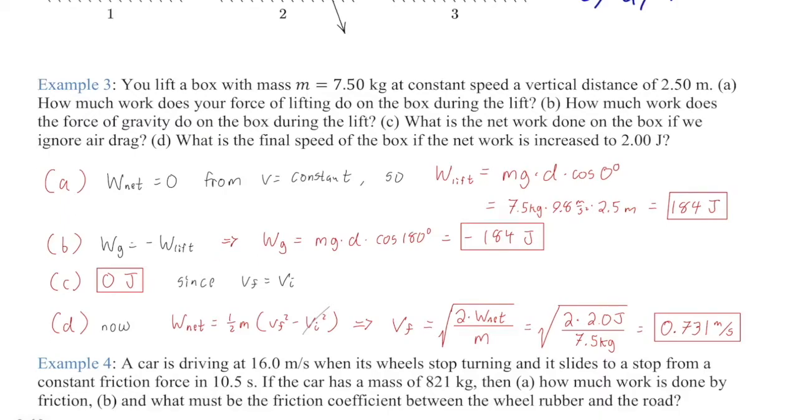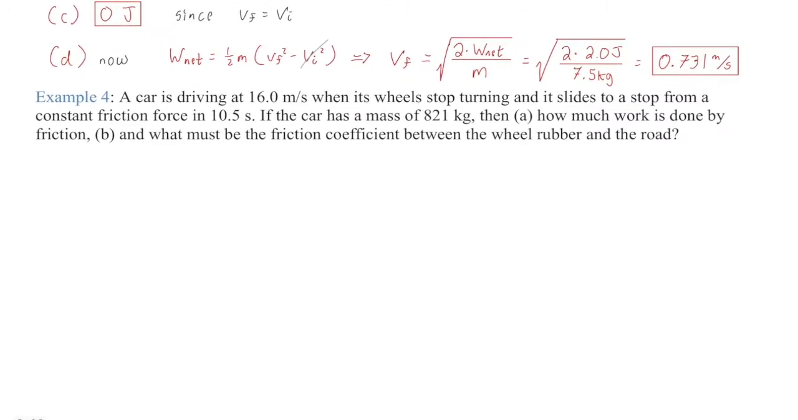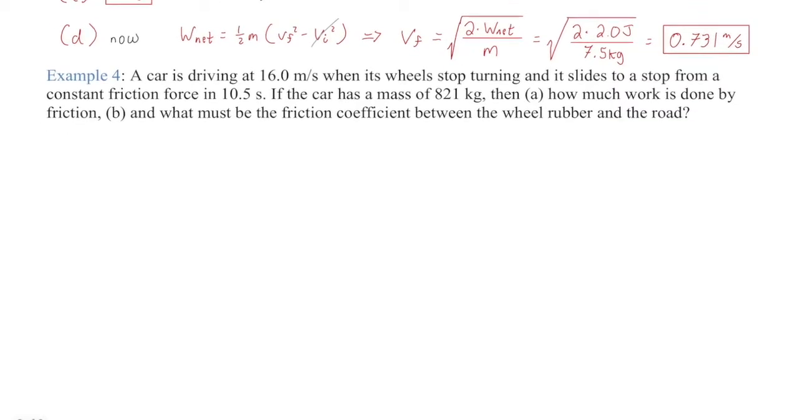All right, let's look at another one. A car is driving at 16 meters per second when its wheels stop turning and it slides to a stop from a constant friction force in 10.5 seconds. If the car has a mass of 821 kilograms, then A, how much work is done by friction, and B, what must be the friction coefficient between the wheel rubber and the road, okay?